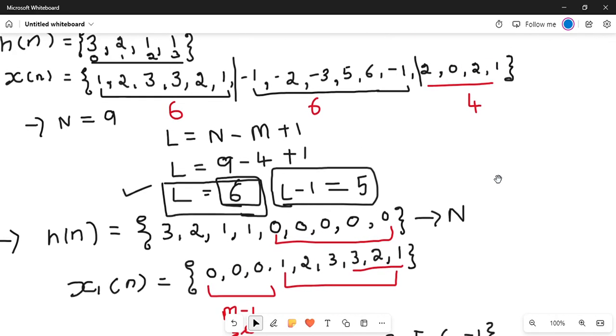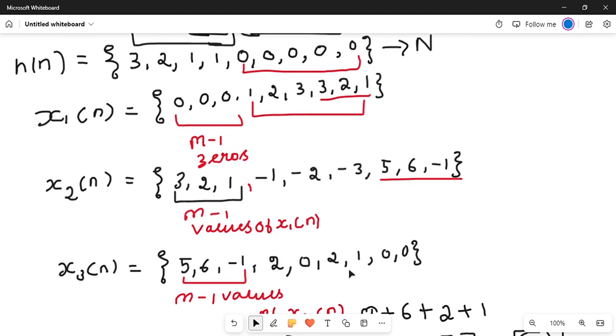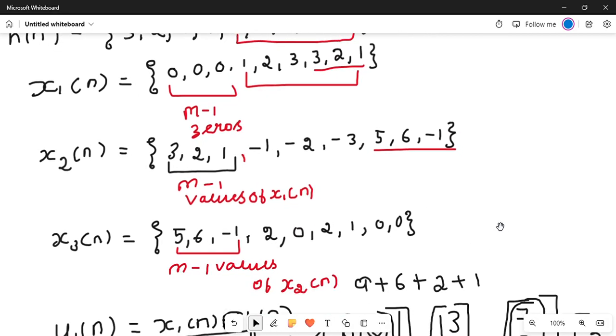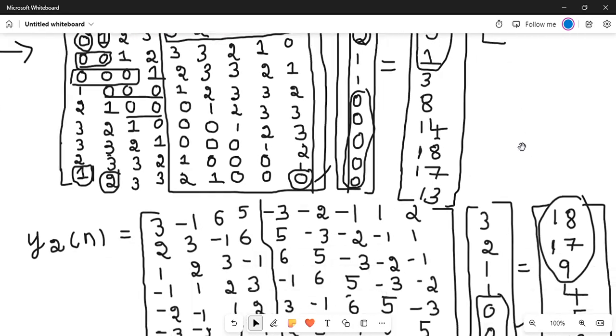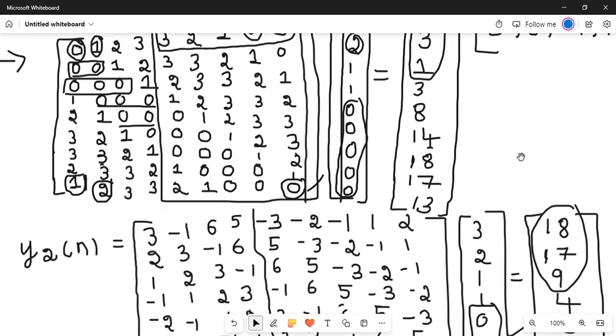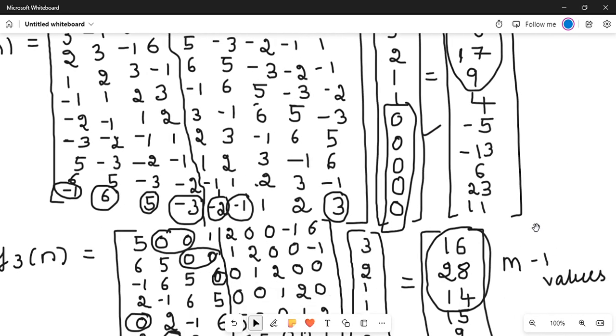What did we get at the last division? That 4 plus 2 zeros added, because when you add these m minus 1 values of x1 of n along with this 4, we get 7. So we want 9, that is why we have to add 2 zeros. Fine. And now we found h of n and we did this whole process. So how to do help, we have already taught this. Fine. We have already taught this.